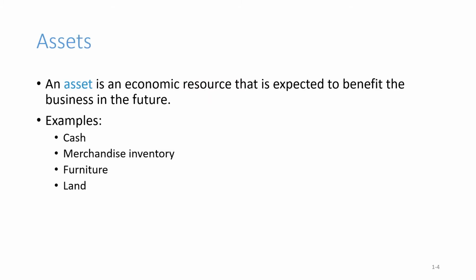Our first component of the accounting equation is our assets. And as it lists here, assets is an economic resource that is expected to benefit the business in the future. But an easy way to say that is that assets are things that we own, that we anticipate will again benefit us going forward. We list some examples here of cash, merchandise inventory, furniture, and land, but I would also add other assets on this, like accounts receivable. Accounts receivable represent amounts of money that our customers owe us. They just haven't paid us yet.